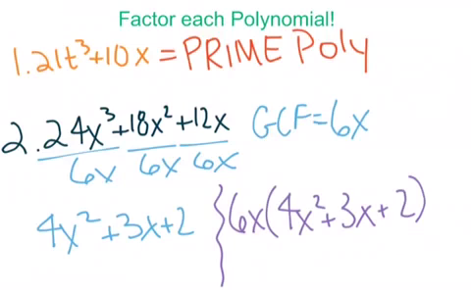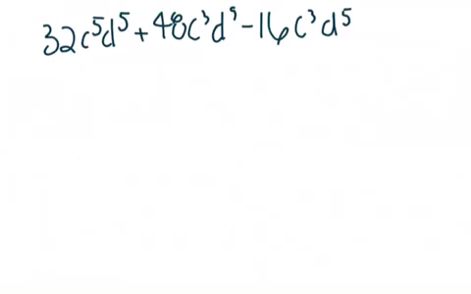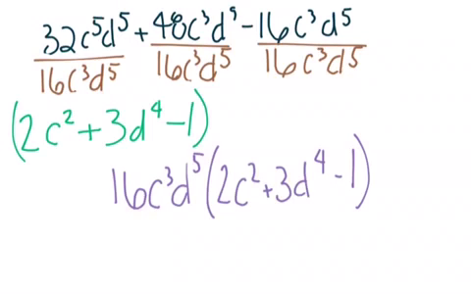Okay? This next one, I want you to pause the video and complete it to your best degree, then hit play when you're ready to see the answer. Okay, so my final answer here was 16c cubed d to the 5th, in parentheses 2c squared, plus 3d to the 4th, minus 1. Okay?